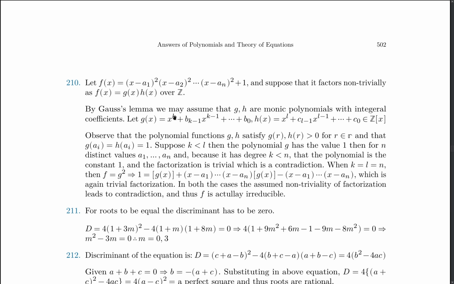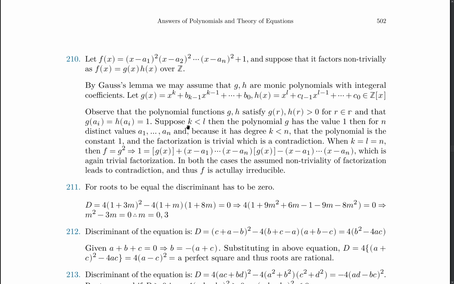Let g(x) be equal to x to the power k plus b_(k minus 1) x to the power k minus 1 up to b0, and h(x) be equal to x to the power l plus c_(l minus 1) x to the power l minus 1 up to c0. Observe that the polynomial functions g and h satisfy g(r), h(r) greater than 0 for r in R, and that g(a_i) is equal to h(a_i) is equal to 1.